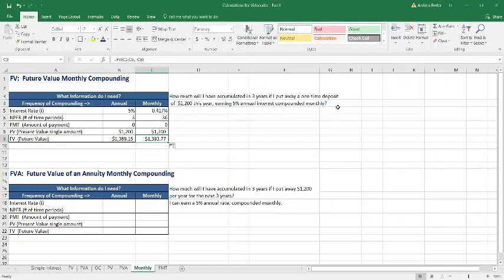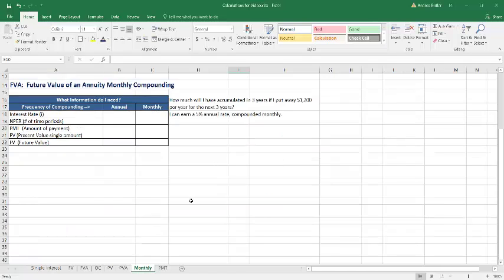All right, so does this pass the sniff test? Yes, it does. We earn a little bit more interest by having it compound monthly, $1,393.77. So let's do the same thing down here, future value of an annuity. This is a series of equal payments. That's a definition of annuity. So if I put $1,200 in every year for the next 3 years, I can earn 5% compounded annually. So let's populate that.